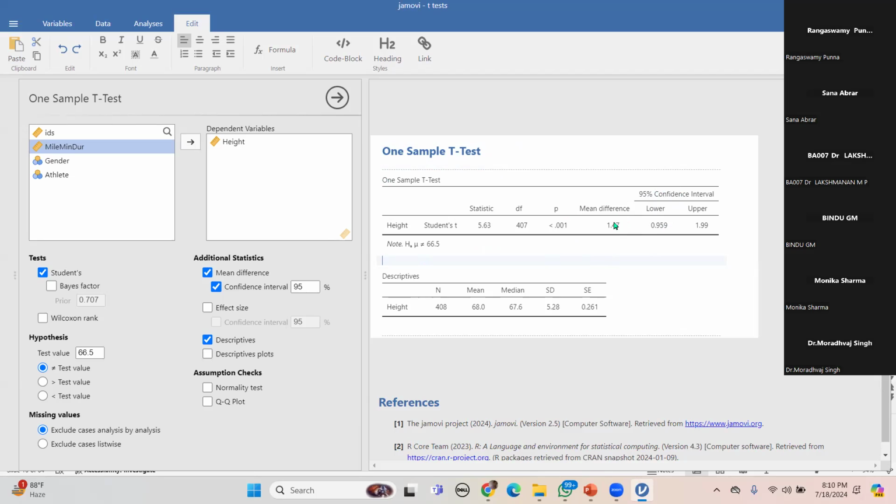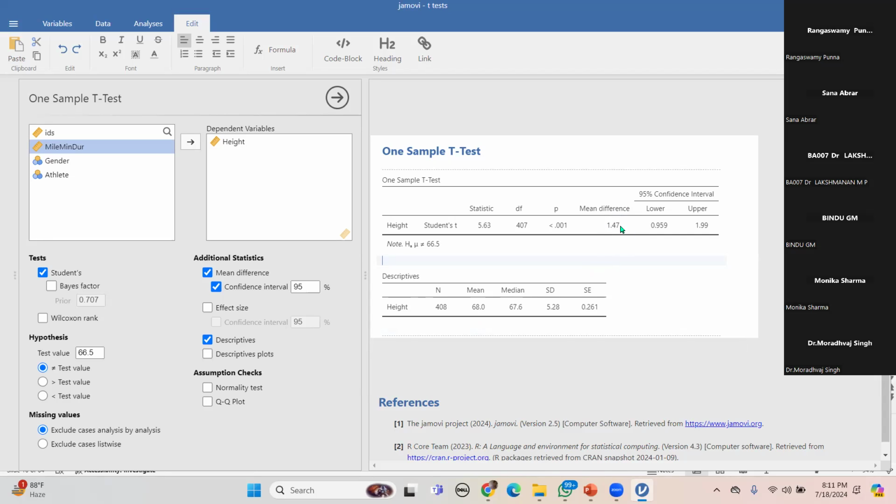Okay, we got the difference. The mean difference is 1.47, meaning 66.5 minus 68, which means there is a difference of 1.47 inches between the population mean and the sample mean. Overall, on average, the Gujarat population height is 66.5, but the data collected from 408 people shows their average height is 68. One can see a difference of 1.47 inches between the sample mean and population mean.